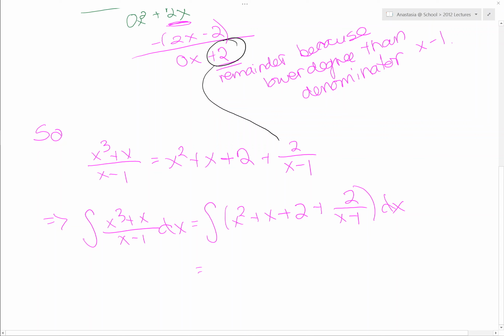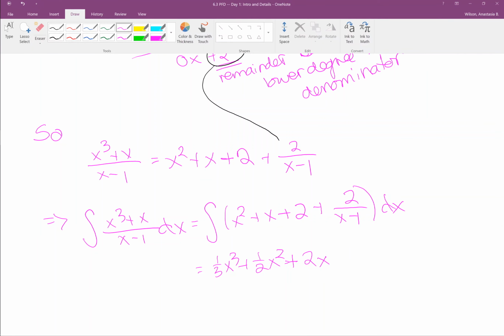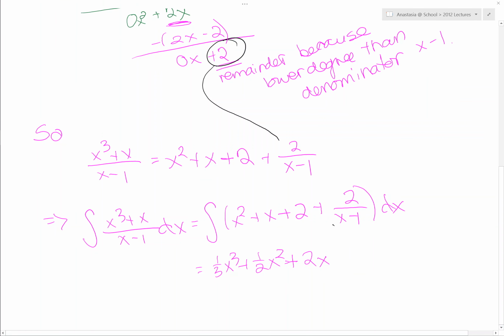So the integral of x squared is going to be 1/3 x cubed. The integral of x is going to be 1/2 x squared. The integral of 2 is going to be 2x. That should be a plus there. For the last term, you can use a very simple u substitution. If you'd like, u would be x minus 1. du would be dx, so there's no constant to account for.